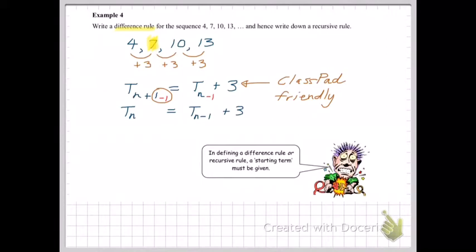Remember that the first form, Tn plus 1, is ClassPad friendly in the form an plus 1. So that about does it for this first handout and our introduction to sequences.